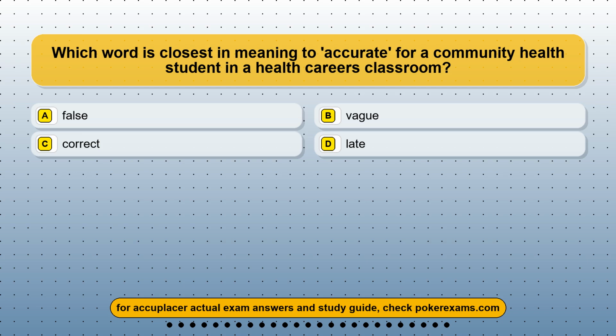Question 19. Which word is closest in meaning to accurate for a community health student in a health careers classroom? Option A, false. Option B, vague. Option C, correct. Option D, late.